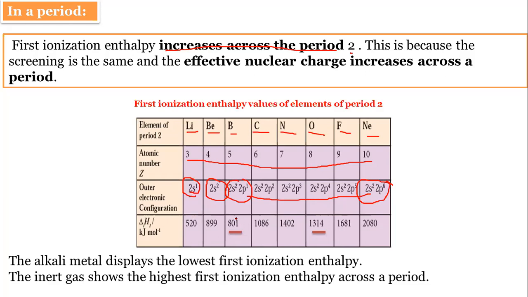But you can see here, in case of boron, it is 801. And in case of oxygen, it is 1310. This shows irregularities because here is 520 kilojoule per mole, here is 899 kilojoule per mole. Actually, this value should increase, but it is decreased in case of boron, and in case of oxygen also it is decreased. Anyone can tell me?